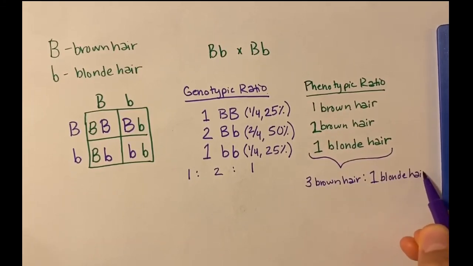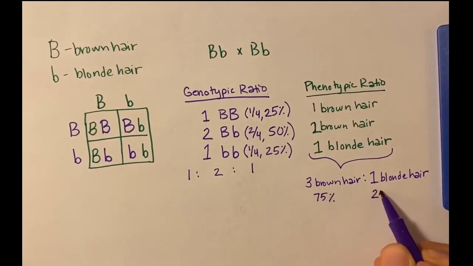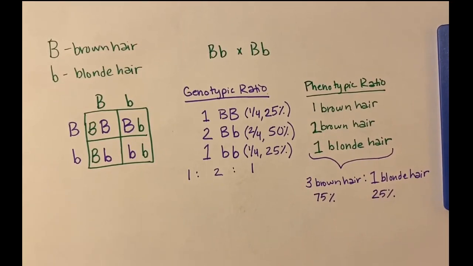This means that 3 out of 4 offspring will have brown hair, and there is a 75% chance that the offspring will have brown hair. 1 out of 4 offspring will have blonde hair. There is a 25% chance that the offspring will have blonde hair.